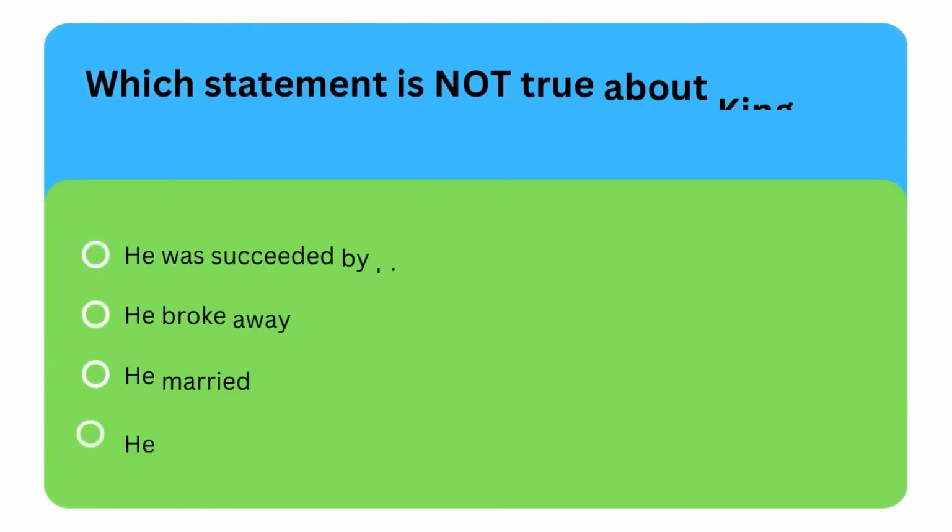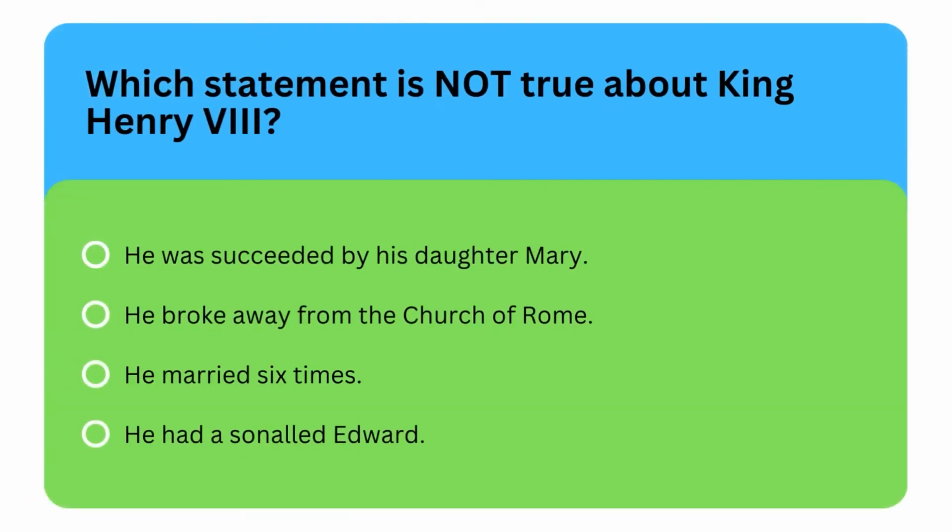Next question is, which statement is not true about King Henry VIII? Options are he was succeeded by his daughter Mary, he broke away from the Church of Rome, he married 6 times, or he had a son called Edward. So the correct option is first option, he was succeeded by his daughter Mary. This statement is not true.